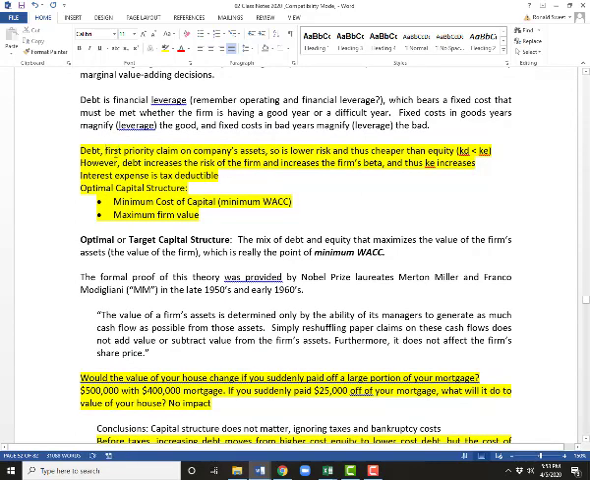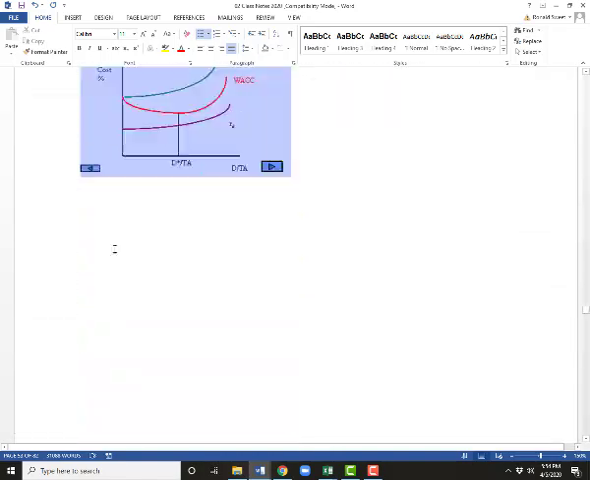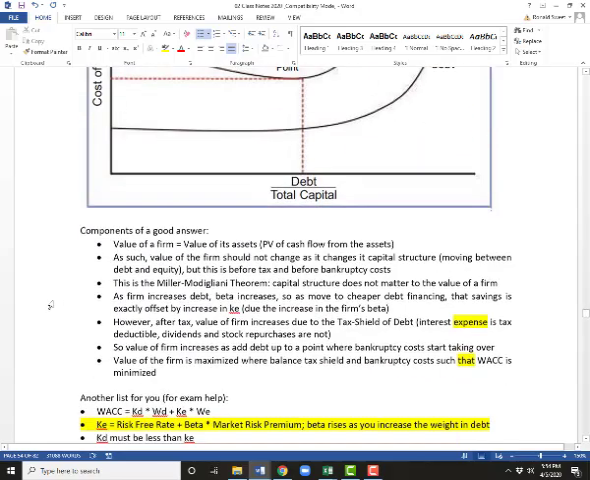debt will cost less than equity, but if you increase your debt, you increase beta, you increase your KE. Interest expense is tax deductible. Optimal capital structure is minimum WACC. That's the maximum firm value. That's a high level, but there's some more details that you want, and so this shows you the more details.